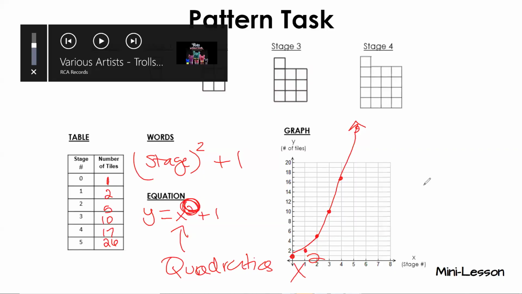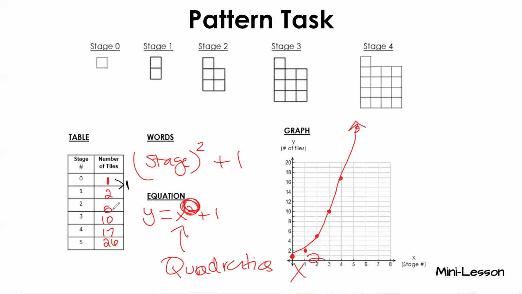I'm going to go ahead and start talking about this while you finish it up. Now, we could have done it this way. We could have said, what's the difference between 2 and 1? What's 2 minus 1? 1. Okay, cool. 5 minus 2 is what? 3. 10 minus 5 is 5. 17 minus 10 is 7. 26 minus 17 is 9. We see that this is not linear because these numbers would all be the same.